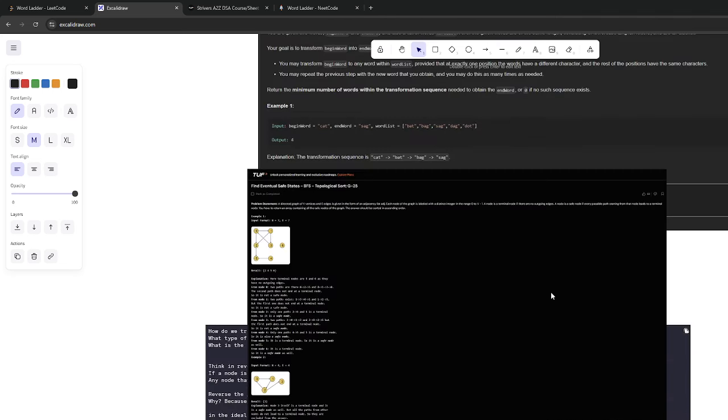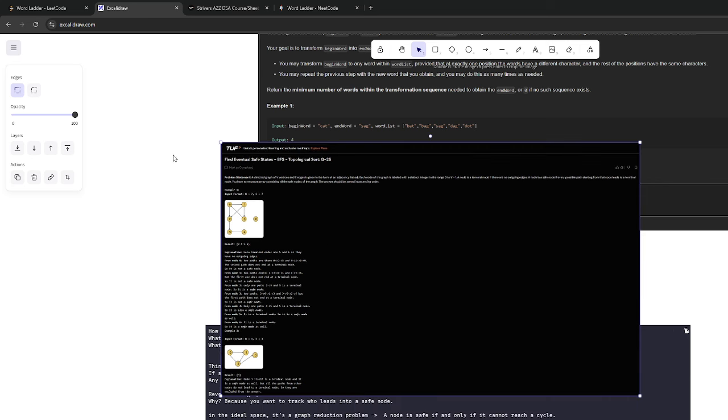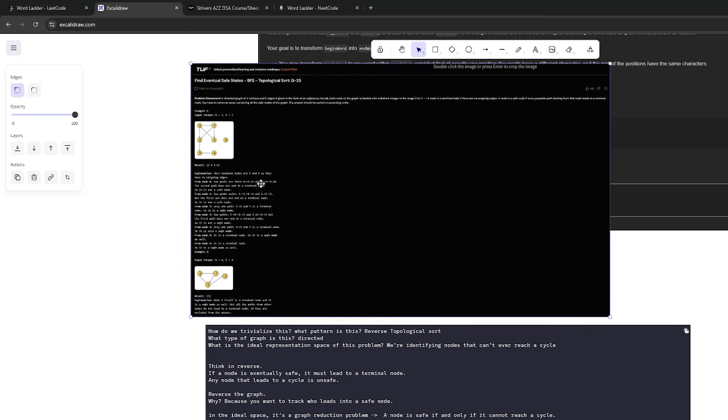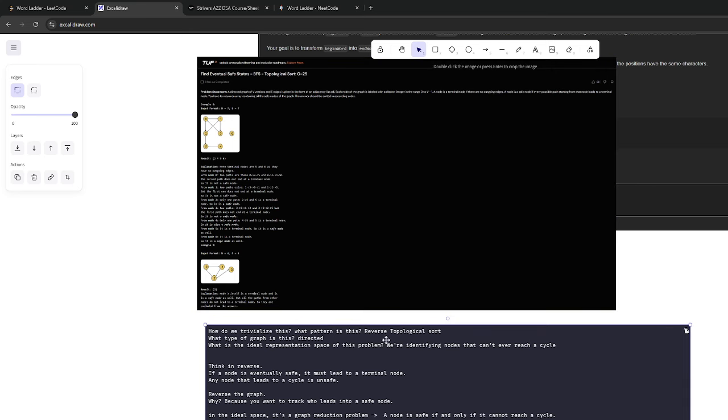There's another example here. Find Eventual Safe States. And this one's also pretty similar. We trivialize it by looking at the pattern and then thinking of it a little differently. You can pause this and read it, but I'm not going to talk about it. Stop right here.